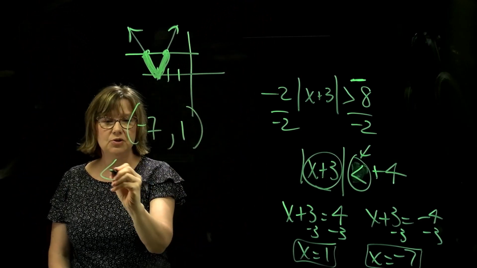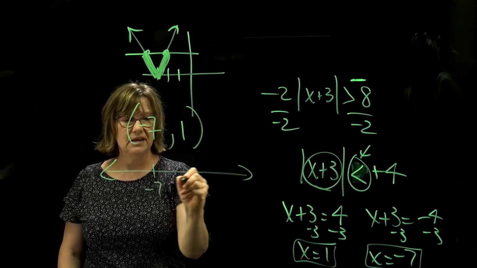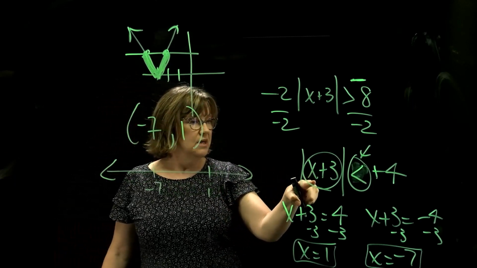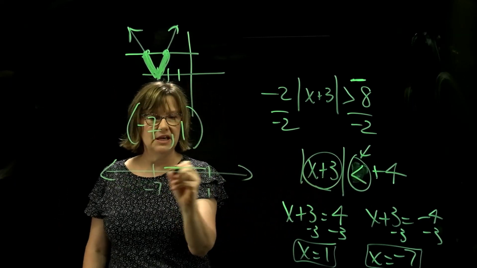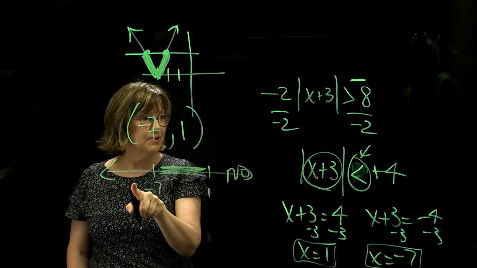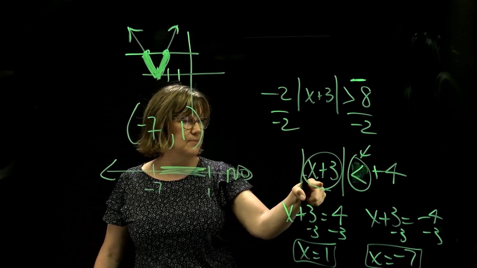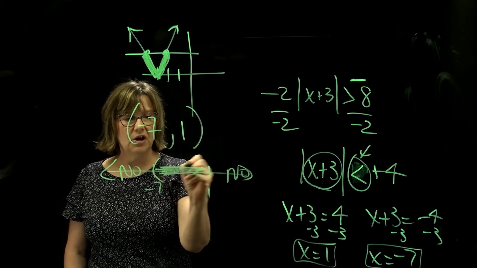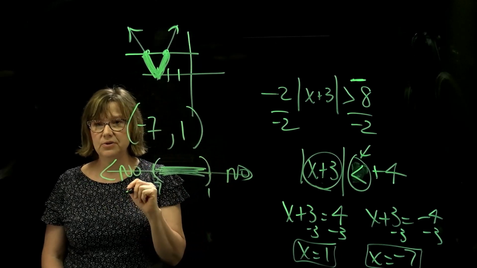Now, if you want to do test points, negative 7 and 1, again, I could sub in 0. 3 is less than 4, yep, so that's good. If I sub in 2, 5 is not, that's a no. Maybe sub in a negative 8, negative 5, absolute value is 5, this is a no. And notice again, these are holes, not included, and I can do it that way.